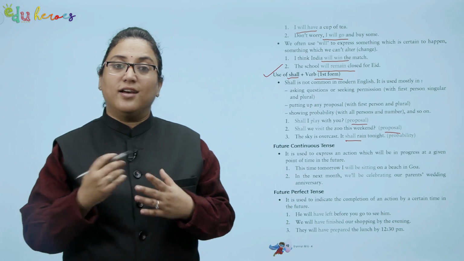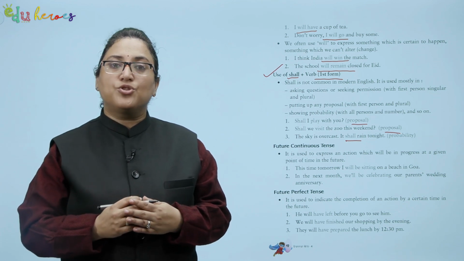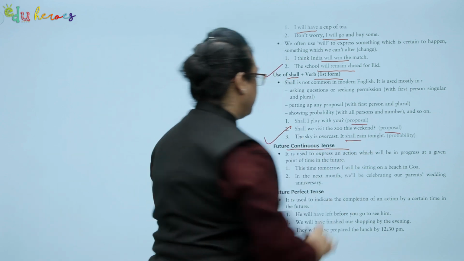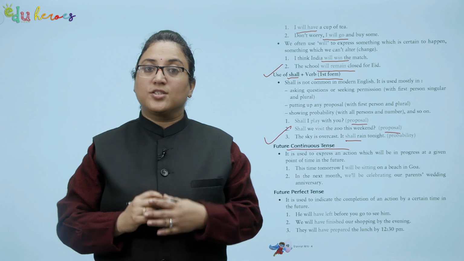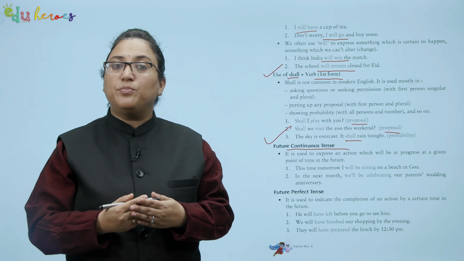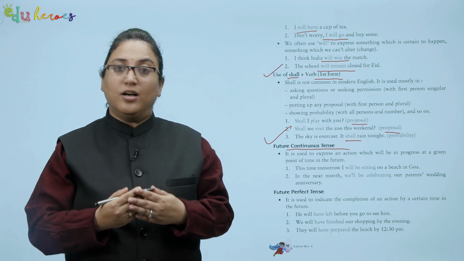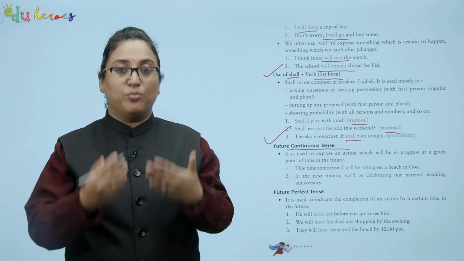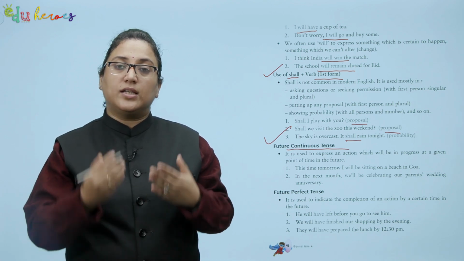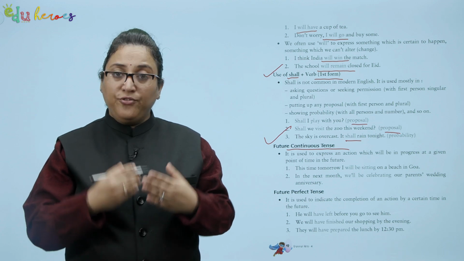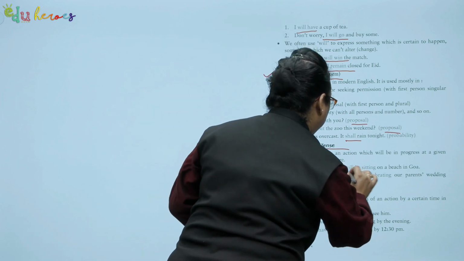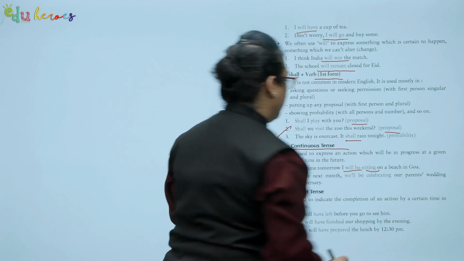Let's understand another type of tense. Future continuous tense. Children, it is used to express an action which will be in progress at a given point of time in the future. For example, this time tomorrow, I will be sitting on a beach in Goa. Now, this is indeed happening in future, but it is still in progress. So, we will use here will be followed by any verb.